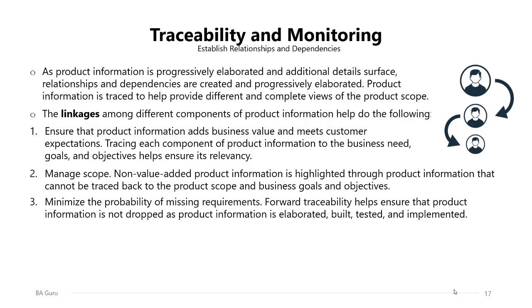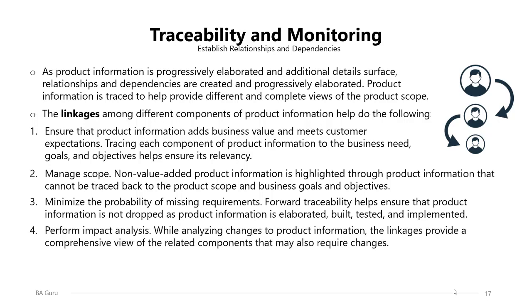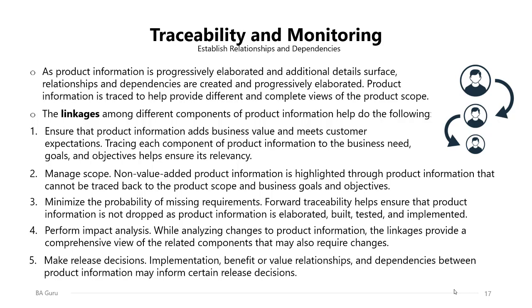Forward traceability helps ensure that product information is not dropped as product information is elaborated, built, tested, and implemented. To perform impact analysis while analyzing changes to product information, the linkages provide a comprehensive view of the related components that may also require changes. It will help you also make release decisions. Implementation, benefit or value relationships, and dependencies between product information may inform certain release decisions. So creating these linkages, relationships, and dependencies will help you with these five bullet points.